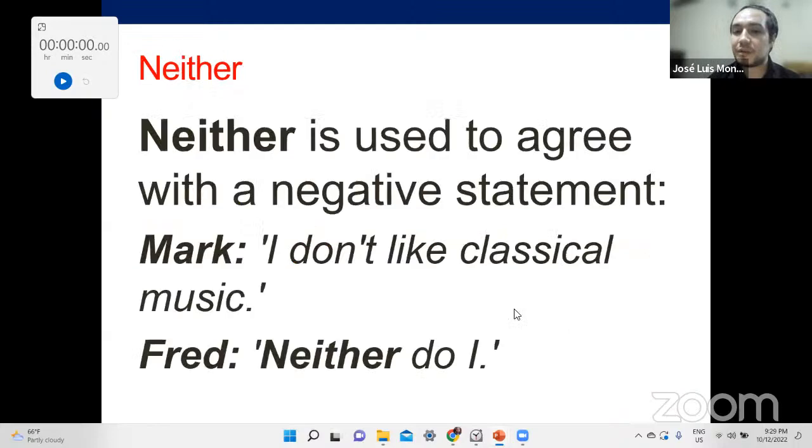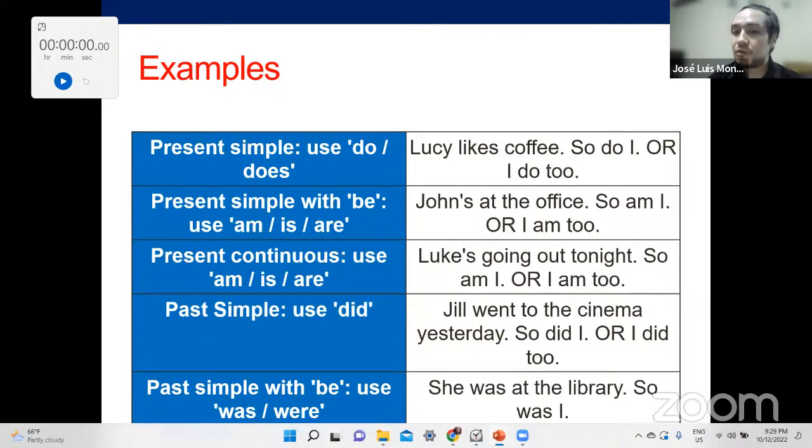And the same with affirmative. So it's going to be so do I, or I do too. So did I, or I did too. So am I, or I am too. Right? So they follow the same structure. Just be careful with the negative forms, please, because either and neither are special. So pay attention to that one. And that's my only recommendation there.